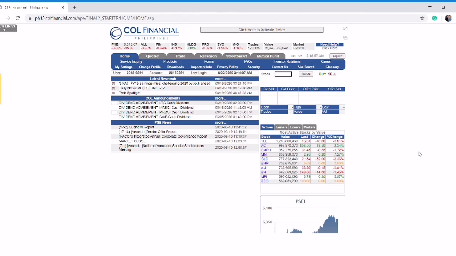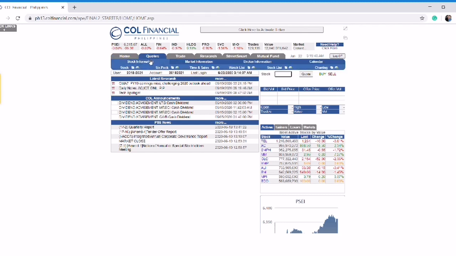So the default tab will be your home, and the home tab consists of the latest research, which is this one, COL Financial announcements. It could be about cash dividends or anything that they have announcements about, and then the news about the Philippine Stock Exchange. So here. And then, a sample in the news or announcement, if there will be a closing or no trade on that day, especially on holidays and other days.